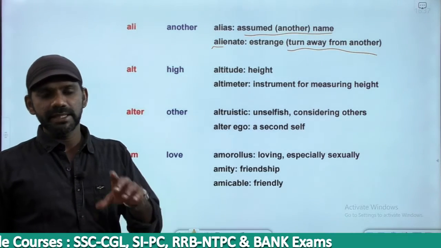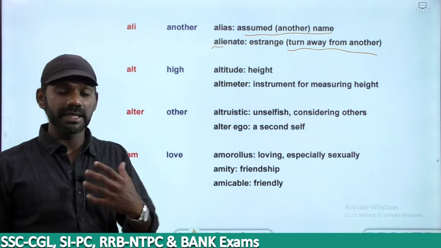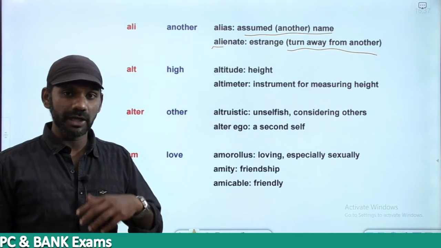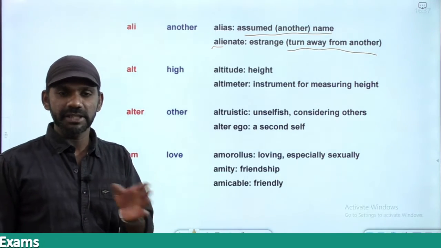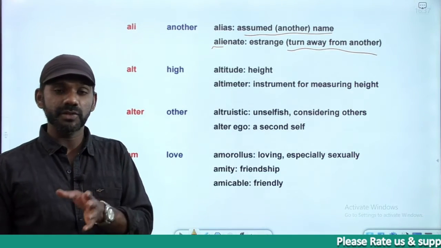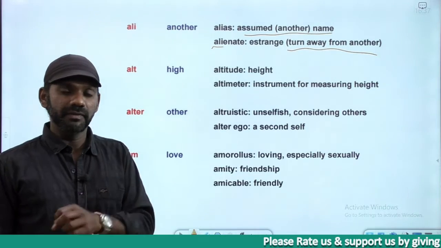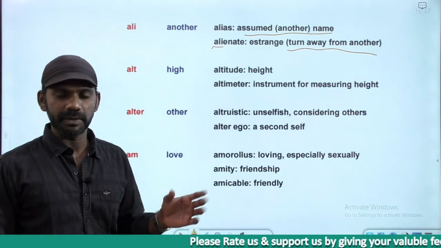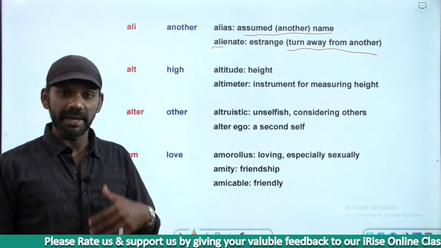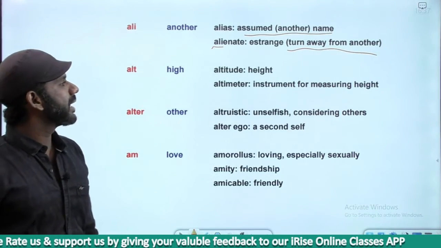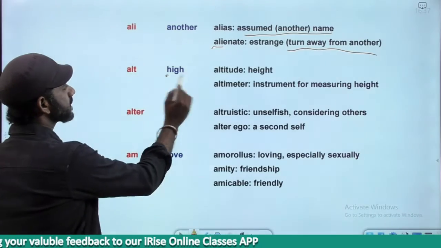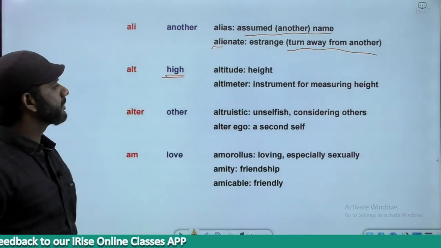If we feel that he is not the one who fits in our batch, who does not go along with us or get along with us, we alienate him. That means we make him feel the odd one out. That means we estrange him, we alienate him from our group, we make him go away from our group. That means we consider him as another person, one who does not belong to our batch. So ALI means another.